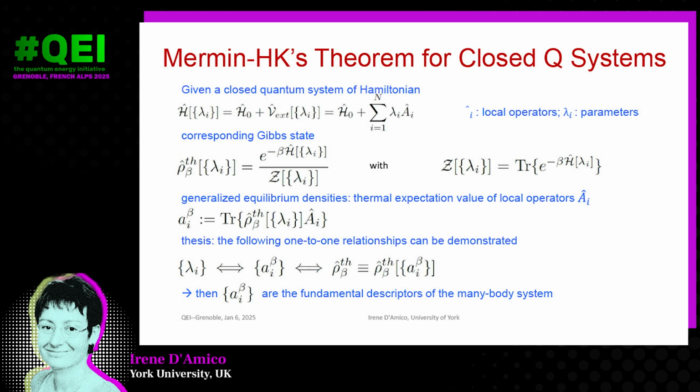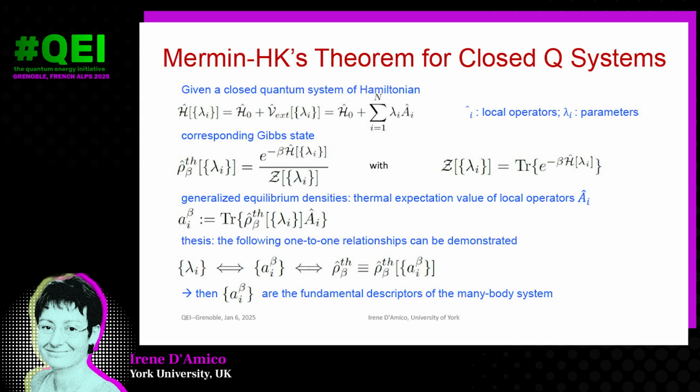It can be the Hamiltonian of fermions, of bosons, or of a spin chain. We have corresponding Gibbs states written in the usual way, and we can define equilibrium densities, generalized equilibrium densities, in this way. These are the thermal average of our local operator. If our local operator is the occupation operator on a site, this becomes indeed the local occupation on site i. But it can in principle be a different operator.